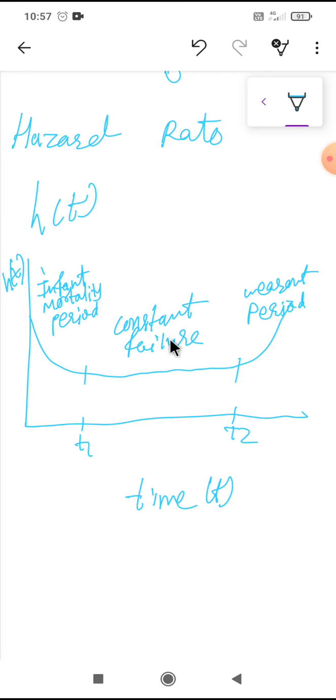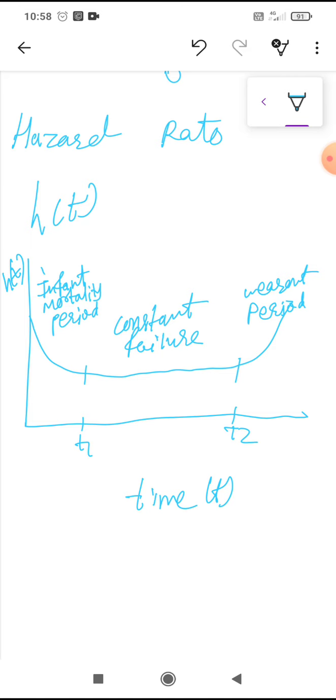Then there is the useful life period. The product population reaches its lowest hazard rate level and is characterized by an approximately constant hazard rate, often referred to as constant failure rate. This period is usually considered in the design phase. Then there is the wear out period. Time t2 indicates the end of the useful life and the start of the wear out phase. After this point the hazard rate increases, and when it becomes too high, replacement or repair of the population of products should be conducted, and replacement schedules are based on recognition of this hazard rate. So these are the three periods of any product.